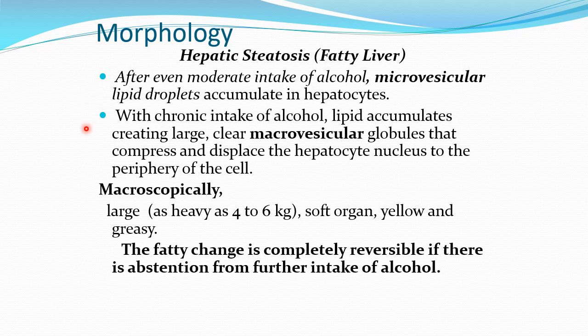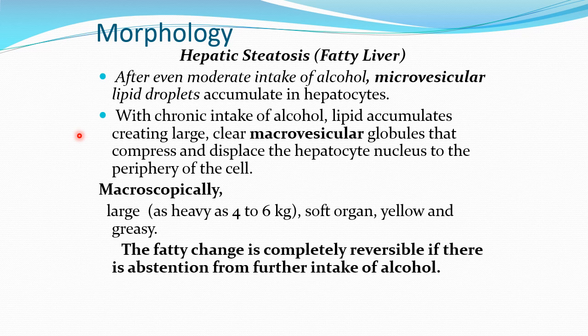Then with chronic intake of alcohol, that lipid accumulates and creates a large clear vesicle, a macrovesicle. So a large vesicle is macrovesicular. It might be microvesicular or macrovesicular globules that compress and displace the hepatocyte nucleus to the periphery of the cell. Then the vesicles may fuse or coalesce with each other, or may rupture and form a fatty cyst. Okay, so microvesicular, macrovesicular and fatty cyst formation will be there in a fatty liver, hepatic steatosis.